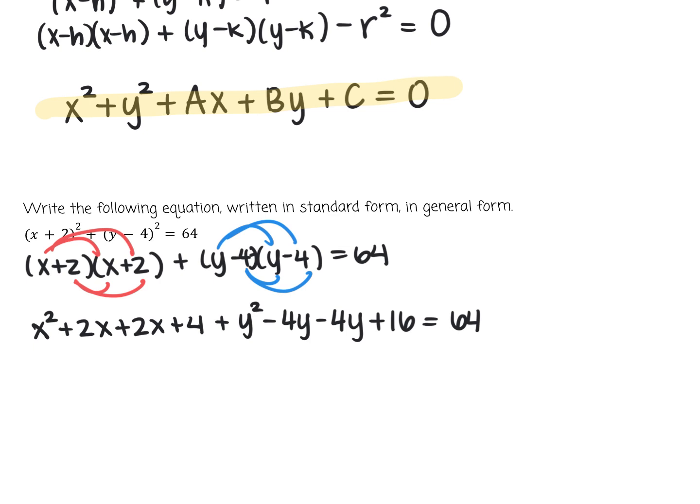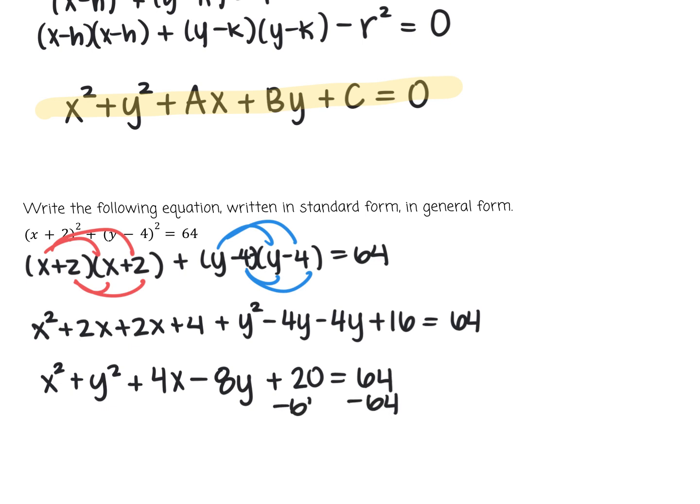When I combine all of my like terms on the left side, I'm going to also reorder it. I want to have x squared plus y squared first, because that's the part that lets you know, oh, I have a circle here. Combining all of my x terms, I get 4x. Combining my y terms, I get minus 8y. Combining my constants, I get 20. And I'm still equal to 64. And then my last step is to subtract 64. So I get x squared plus y squared plus 4x minus 8y minus 44 equals 0.